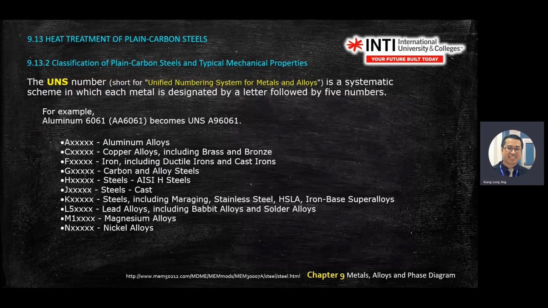And there's another one called UNS, Unified Numbering System. So for example, you will see UNS A96061. So for example, aluminium 6061 in the American system. And if your customers use UNS, there's an equivalent meaning. So 6061, if you use UNS, you use UNS A96061. And there's a code for each type of steel that you have.